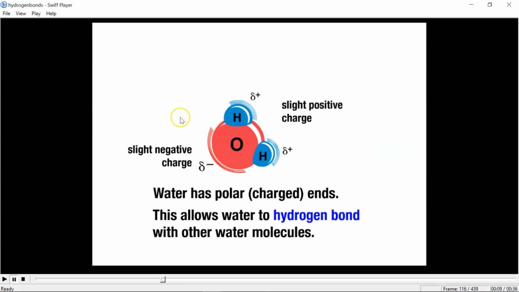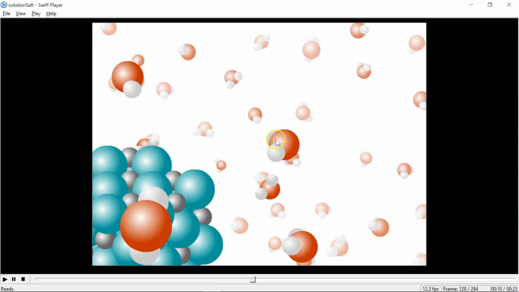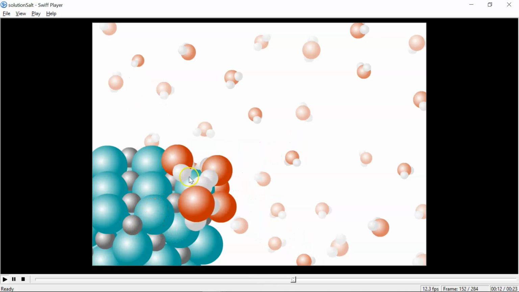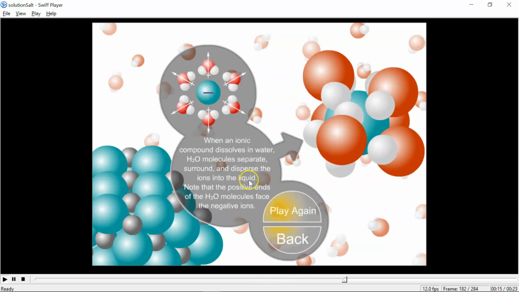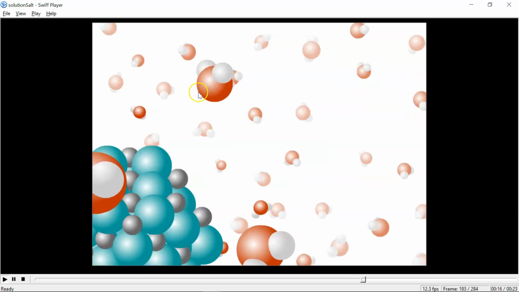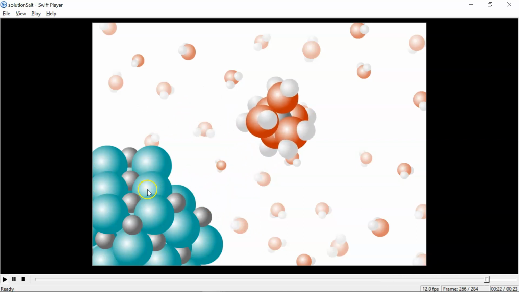As we have seen previously, water is a polar molecule with one end partially negatively charged and the other end partially positively charged. As such, the partial positive end of the hydrogen atom is able to latch on and attract onto the negative anion and pull it apart from the crystal lattice structure. So the partial positive hydrogens are attracted to the negative anion and they're able to pull it apart. Similarly, the partial negative oxygen end can latch onto the positive cation and pull it apart from the crystal lattice structure.